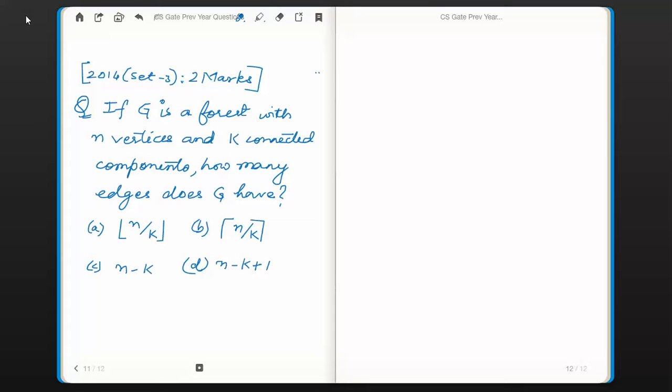The marks allotted was 2 marks. The problem statement was: if G is a forest with n vertices and k connected components, how many edges does G have? So there are these 4 options given. Now we can attempt this question starting from the options, by the process of option elimination. So let us take an example and try to eliminate a few of the options that we have.